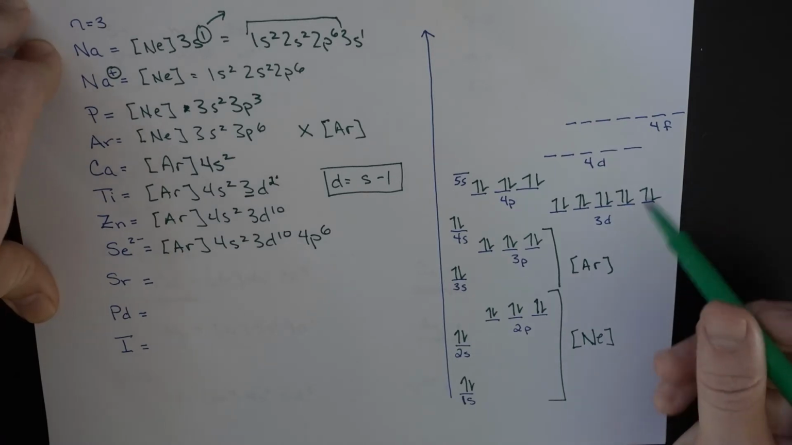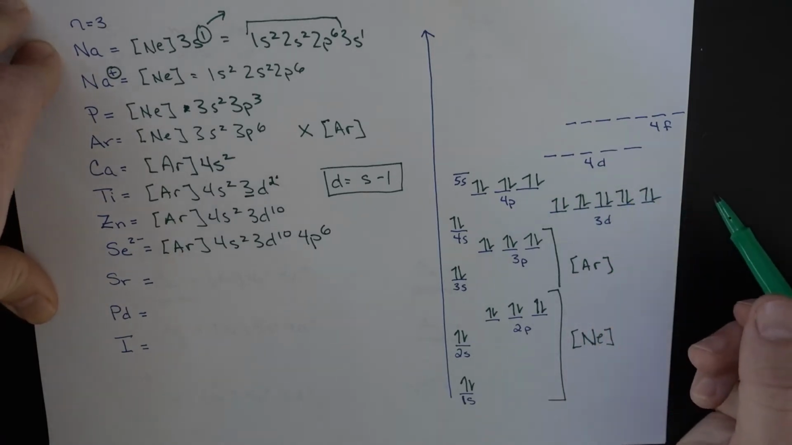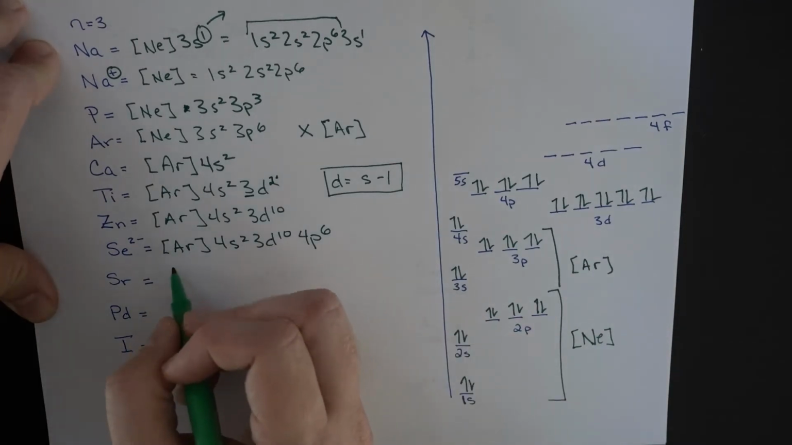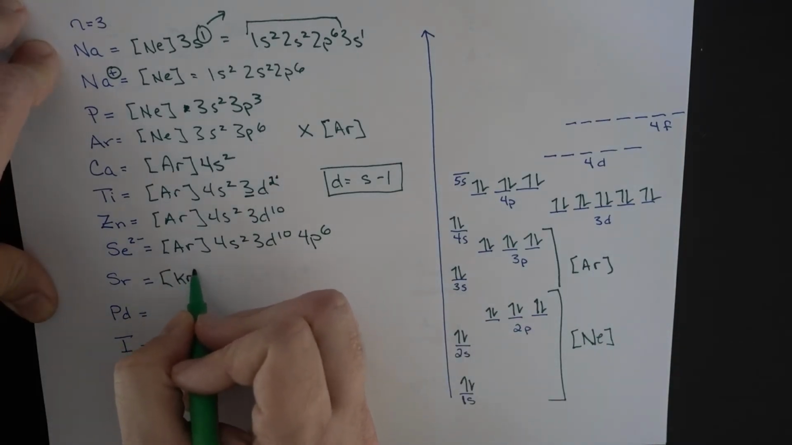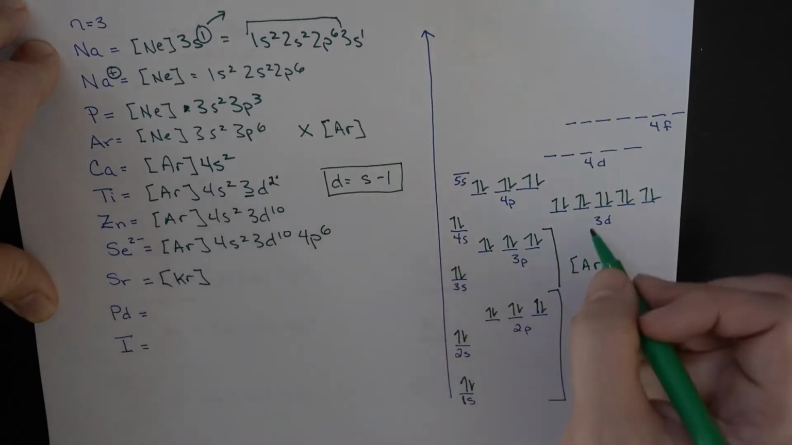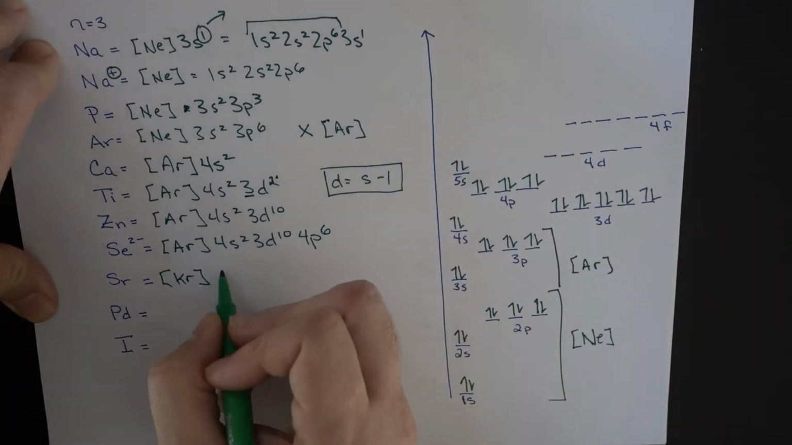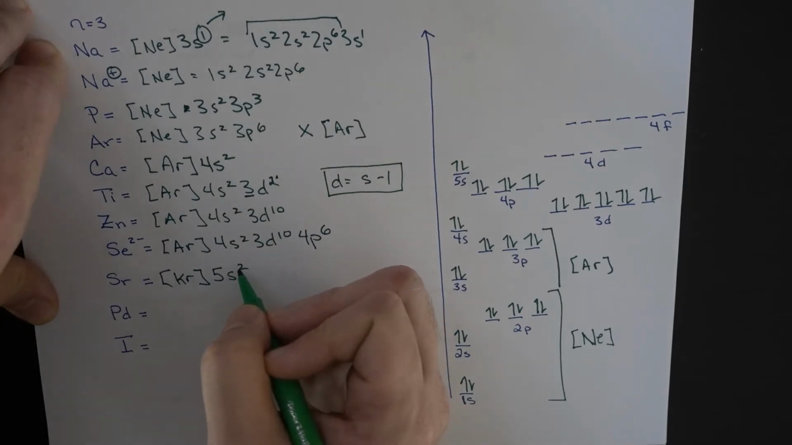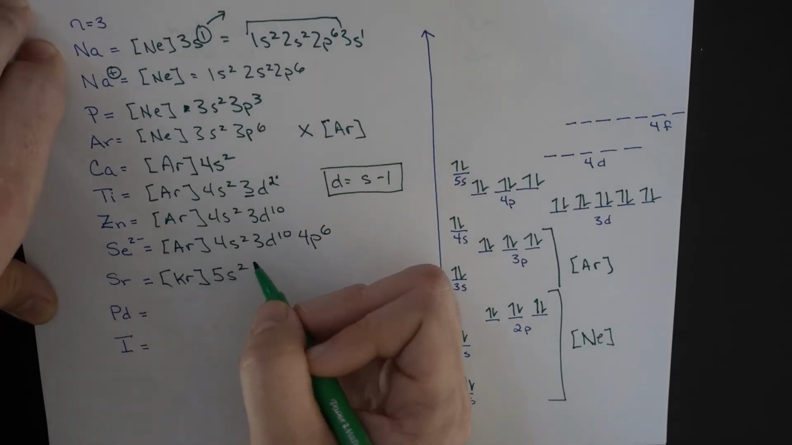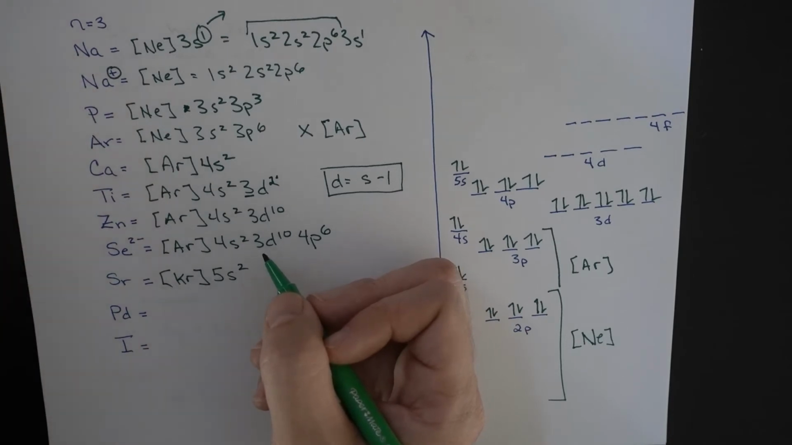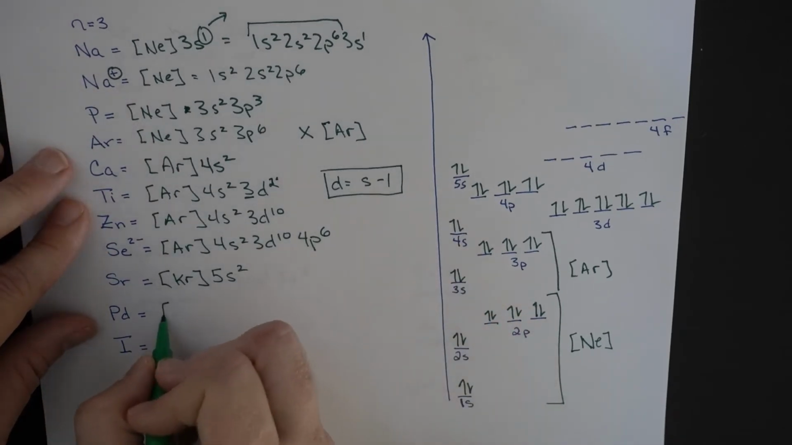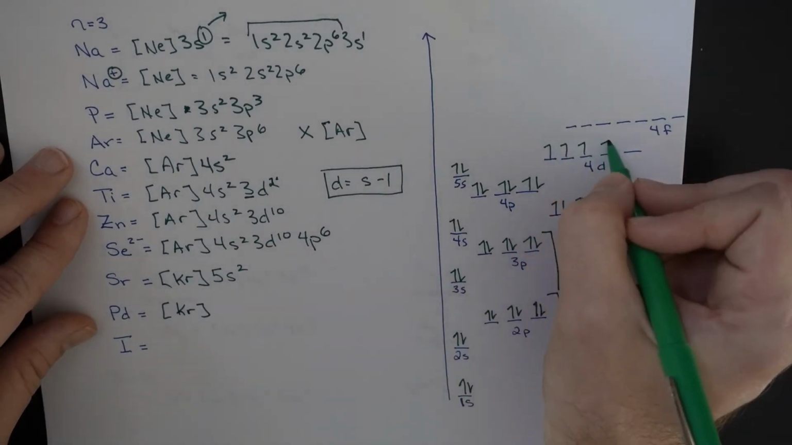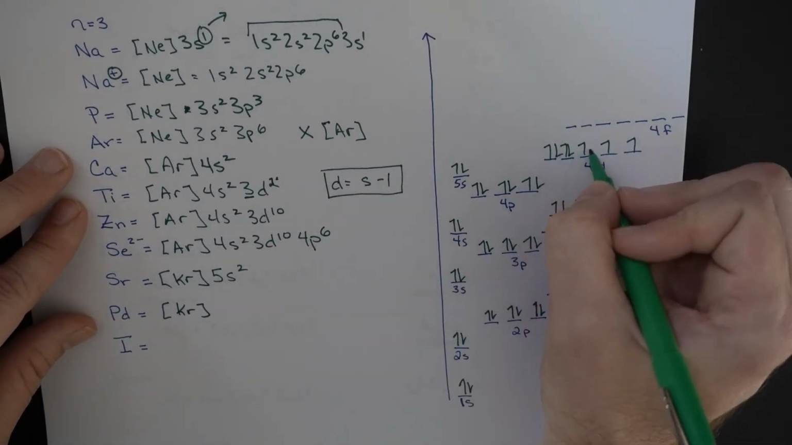That of course brings me to another full energy level, which is all the way over to krypton. So now I'm here at strontium. So that would be in brackets krypton, and then the next 2 electrons go here in the 5s. So this would be 5s2. I can go all the way over to palladium, which would be 10, 9, 8. So krypton, 1, 2, 3, 4, 5, 6, 7, 8.